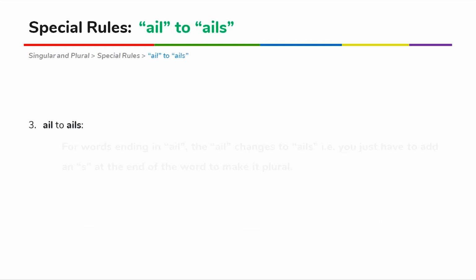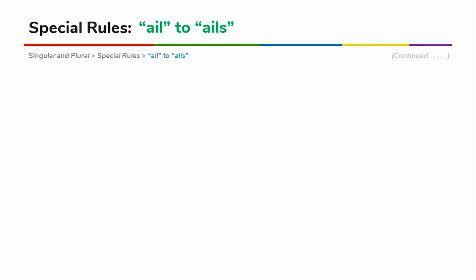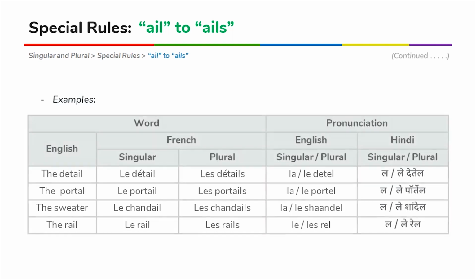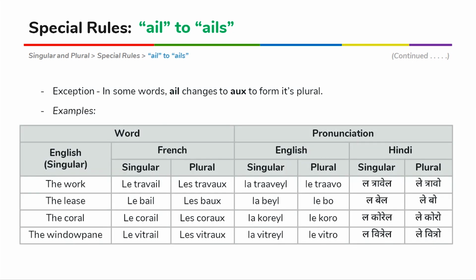AIL changes to AILS. For words ending in AIL, the AIL changes to AILS. That is, we just have to add an S at the end of the word to make it plural. Go through the given examples. Here, there is an exception where in some words the AIL changes to AUX. Examples: le travail becomes les travaux. Le bail becomes les baux, and so on.